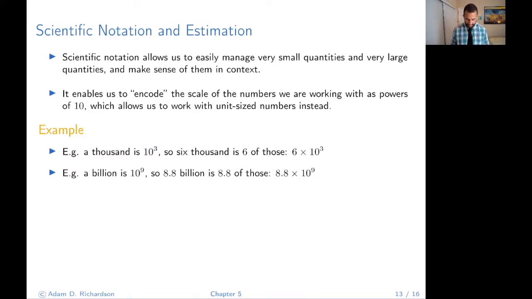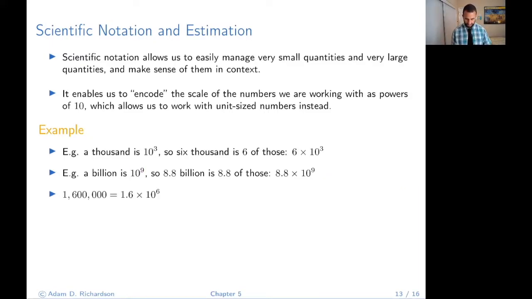There you go. A billion is 10 to the ninth. So 8.8 billion is 8.8 of those billions, right? So this right here is 8.8 billion, 8,800,000,000. So the nice thing is that we don't want to have to carry all these zeros with us. All we really care about is how many billions we're talking about. So really, the number that we care about is 8.8. So let's change our scale to the billions and just encode that as a power of 10, 10 to the ninth. And then we can play around with 8.8 on its own.